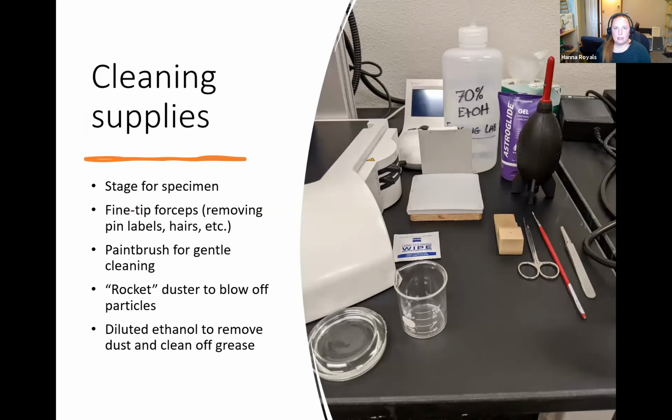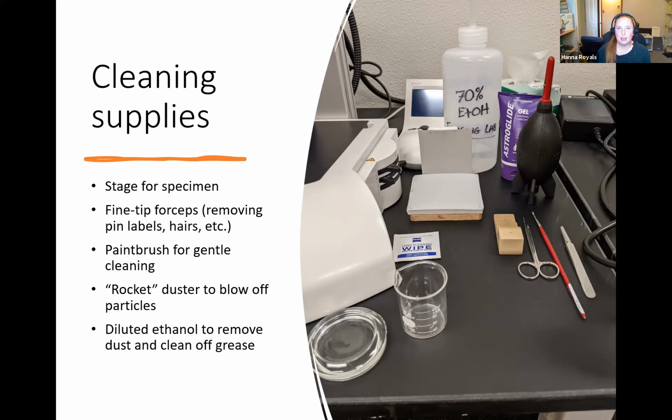So here are basic cleaning supply setups. We have a specimen stage there in the middle with gray. We've got a variety of stages in our lab, and that one's my favorite. We use fine tip forceps, great for removing labels and large debris and hairs from your specimens. My favorite cleaning instrument is a paintbrush. We have a variety of them in our lab, some that have been plucked and only have a few hairs left. These are great for really gentle cleaning of debris and dust.